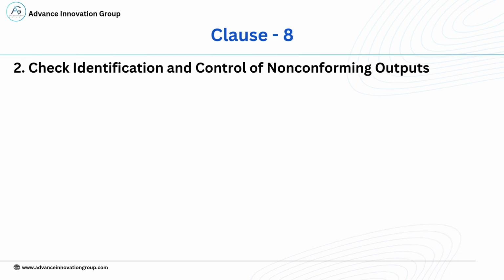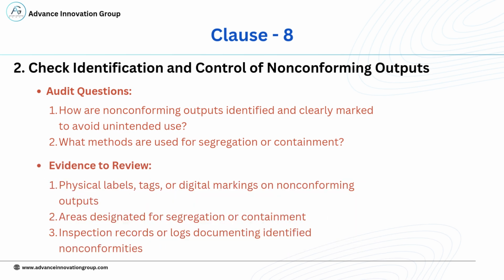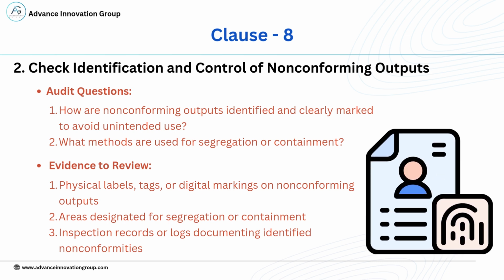2. Check identification and control of nonconforming outputs. Audit questions. 1. How are nonconforming outputs identified and clearly marked to avoid unintended use? 2. What methods are used for segregation or containment? Evidence to review. 1. Physical labels, tags, or digital markings on nonconforming outputs. 2. Areas designated for segregation or containment. 3. Inspection records or logs documenting identified nonconformities.